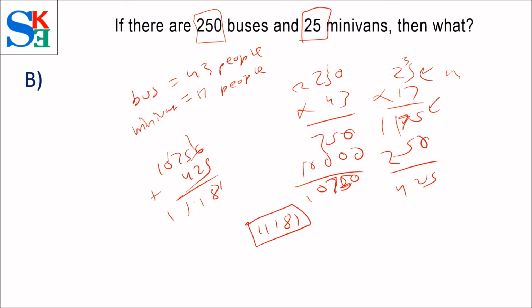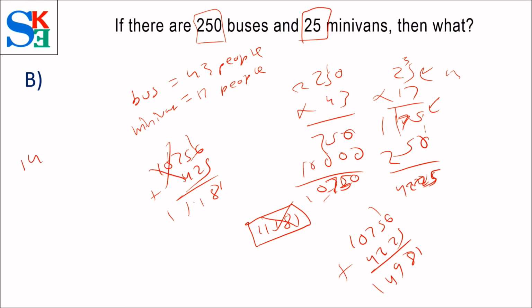Wait a minute. Hey, I forgot a 2 here. Oh my god. So I'm just gonna scrap that. Okay, so right now I'm just gonna add them together again. So what was it? 10750 plus 4225. So what is our real answer? 14975. That is our answer.